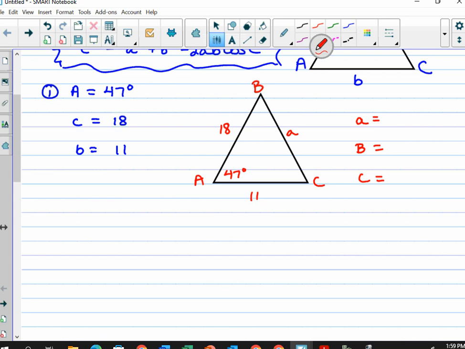Everybody see those are the three parts that are missing? Okay. So we're going to find side A first, using the formula with A. Let's write the formula again. The more you write it, the better you will know it. A squared equals B squared plus C squared minus 2BC cosine of A.